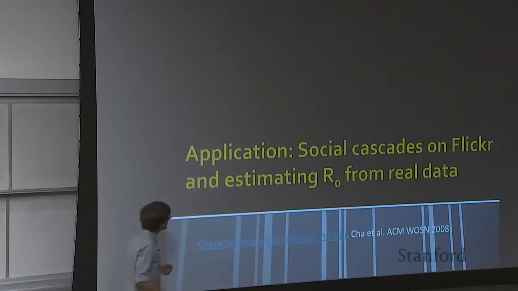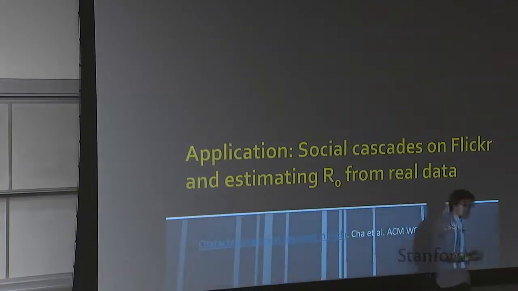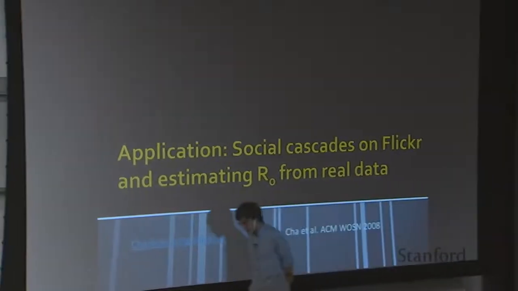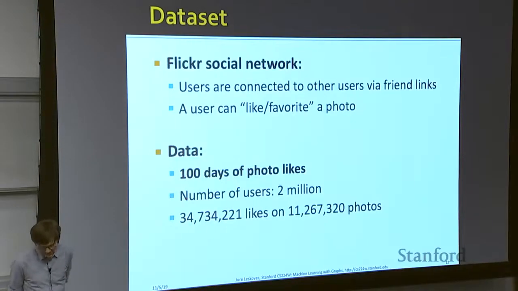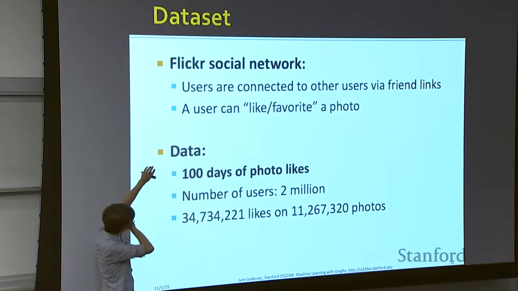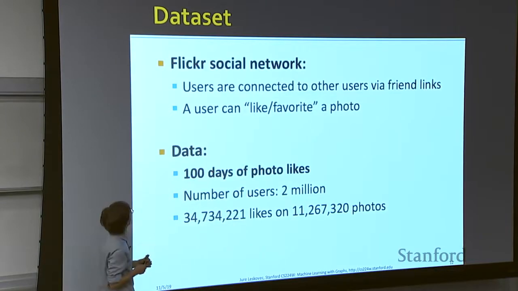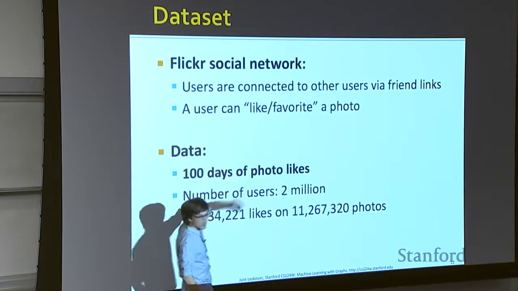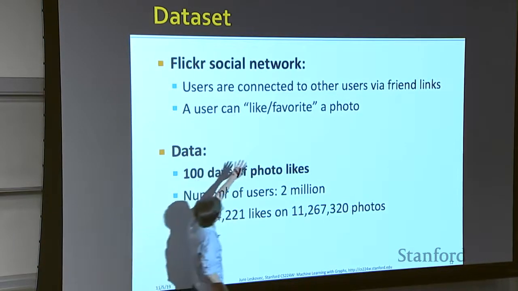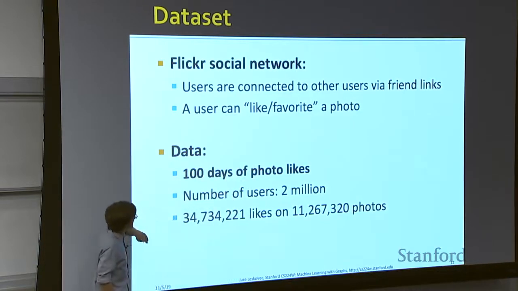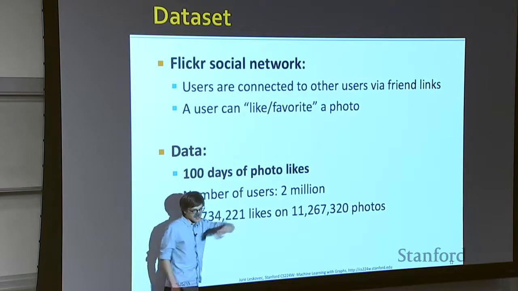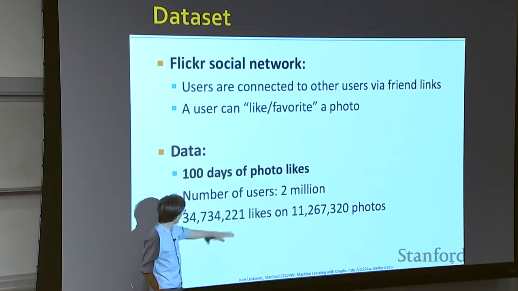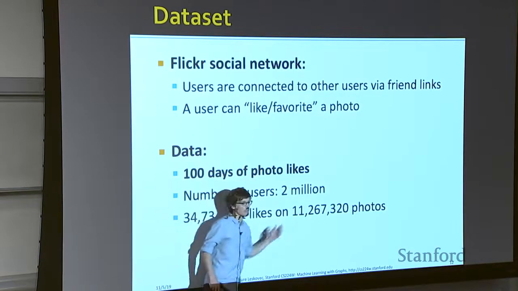I wanted to give you this because you can now start asking similar questions. What would the R0 be if you look at social cascades in social media? I will show you just one case study, an image sharing website called Flickr that lots of professional photographers use. Users can follow each other using friend links, and they can like or favorite a photo. What these people were looking at was how photo liking spreads throughout a network of 2 million people, with 34 million likes and about 11 million photos.